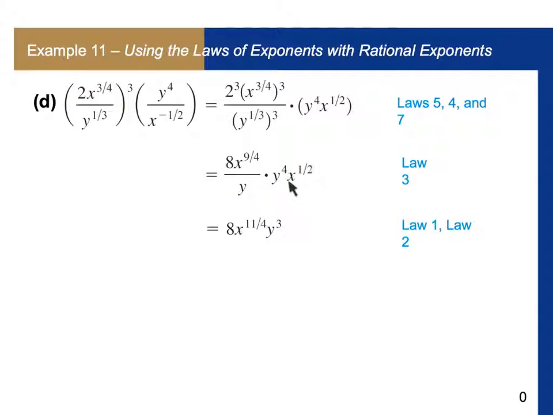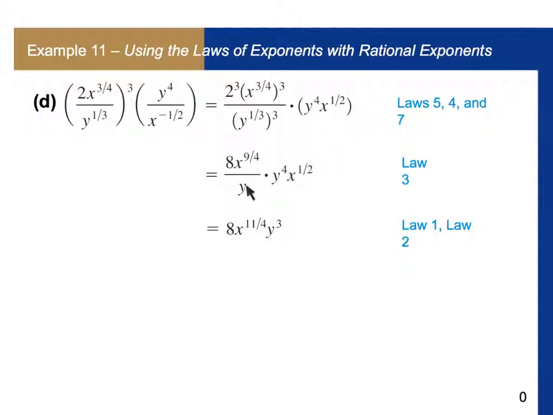And then I have y to the 4th, and we actually moved the x to the minus 1/2 up to the top. Here is x to the plus 1/2. That's fine. Okay. Now we're going to group the x's together. Now we can skip the step, and we did here, but we're just going to add these exponents. So 9/4 plus 1/2, which is 2/4, is 11/4. So there's x to the 11/4.